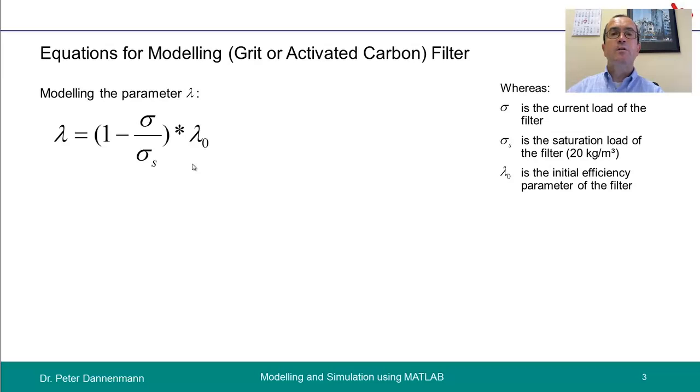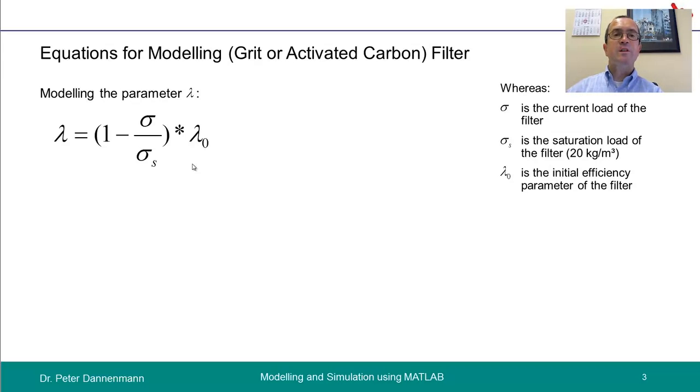Since the filter removes dry matter or organic dry matter from the water, this matter remains in the filter. This remaining matter in the filter is called filter load, denoted by the symbol sigma. For every filter, there is a maximum load. If this maximum load is reached, the filtering capability is lost. This maximum load is called saturation load, denoted by the symbol sigma s.